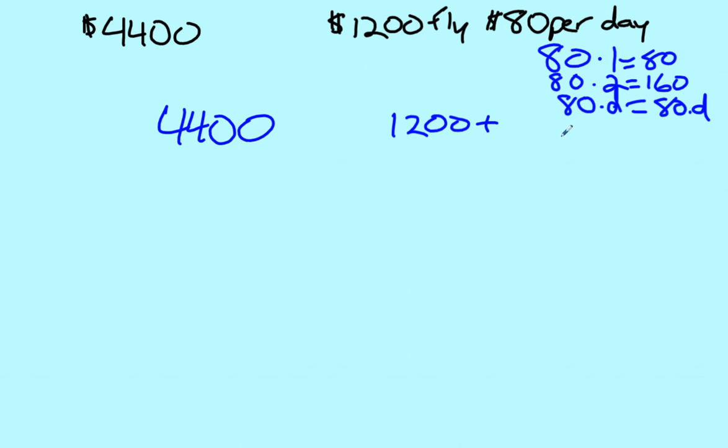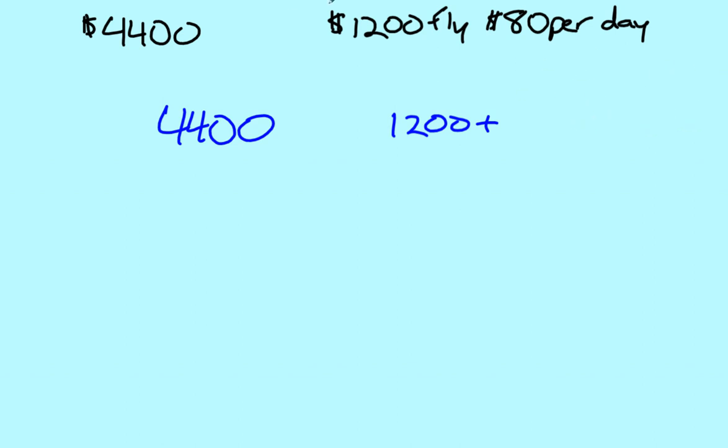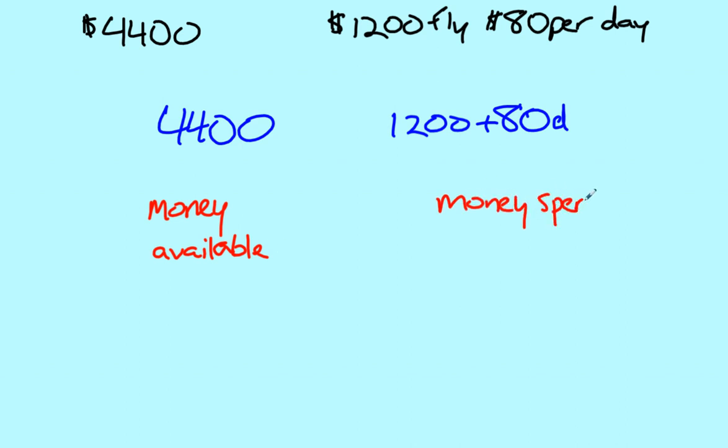Okay, so this is what we're going to put in our inequality. So I'm going to get rid of my notes here and make this nice and clean. So this is 80 times d. All right, so now we have everything except for our sign in the middle here. So this is money available, and this is money spent. And now the question is, are we going to put less than or greater than?